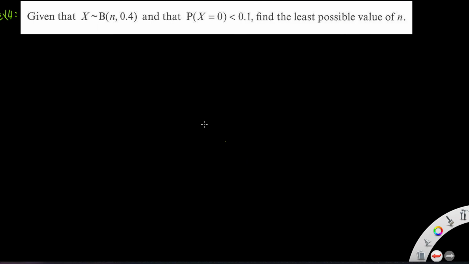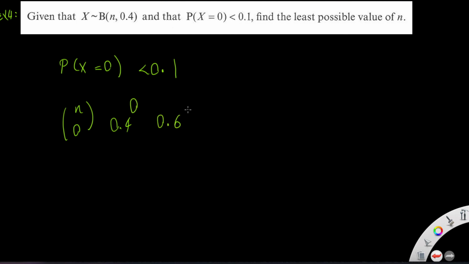Example number 4, given that x has binomial distribution with parameters n and 0.4, and the probability of x equal to 0 is less than 0.1. Find the least possible value of n. So first, the probability of x equal to 0 is less than 0.1. This means that out of n trials, which is unknown, 0 successes we will obtain. So the probability is combination of n, 0, 0.4 to the power of 0, 0.6 to the power of n, to be less than 0.1.